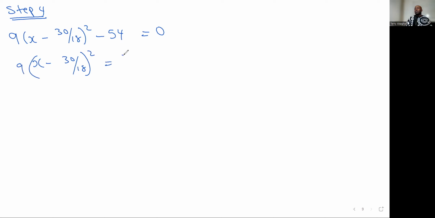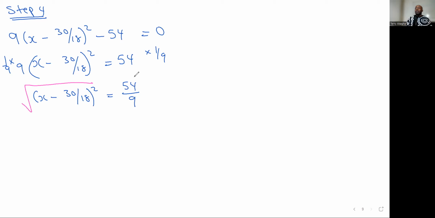9 times (x minus 30 over 18) all squared is equal to 54. We need to simplify. You multiply both sides by 1 over 9 to get rid of the 9. And that will give you (x minus 30 over 18) all squared is equal to 54 over 9. Now to get rid of the square sign, you have to find the square root. This is going to cancel that. Then you're going to have x minus 30 over 18 is equal to plus or minus square root of 54 over 9.